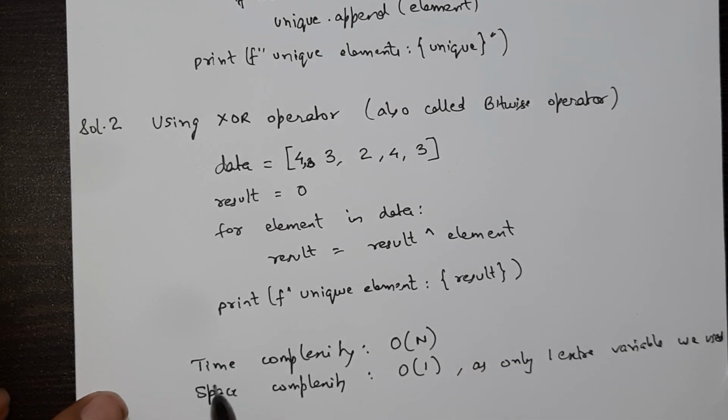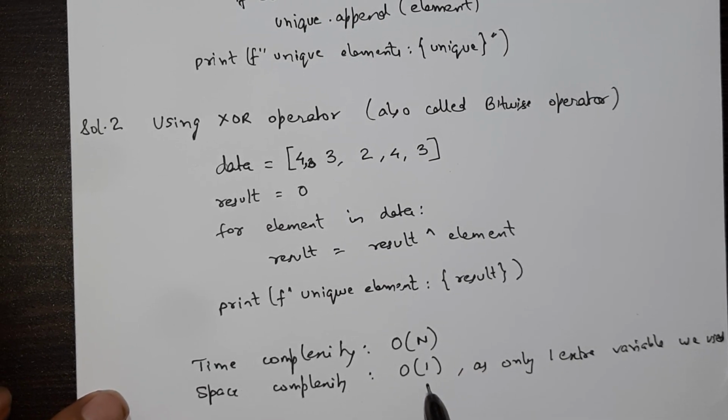The best thing here is that the time complexity is O(n) while the space complexity is only O(1), because we introduce only one variable, which is result. So this is the idea.